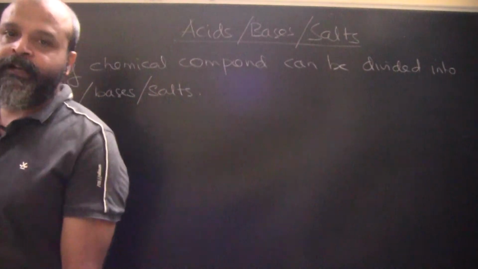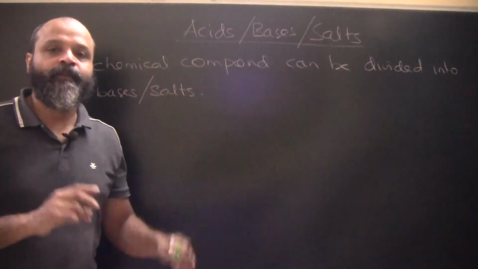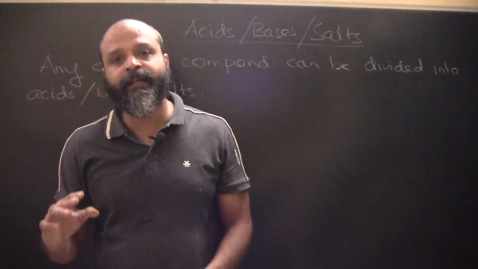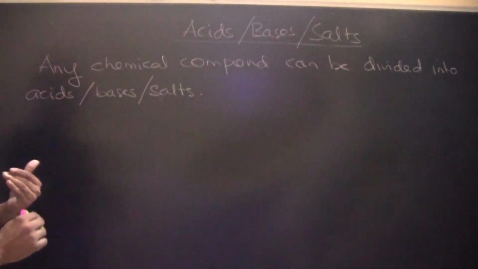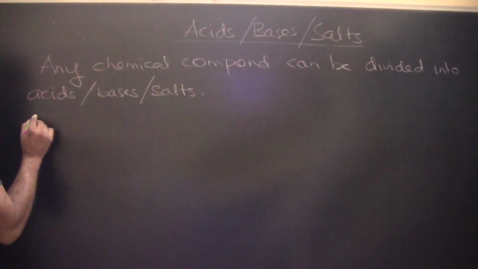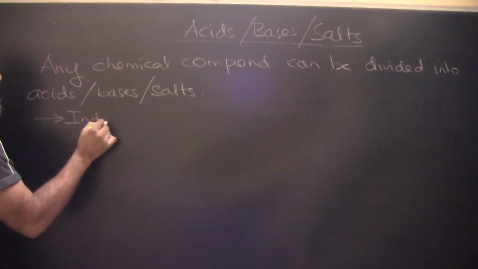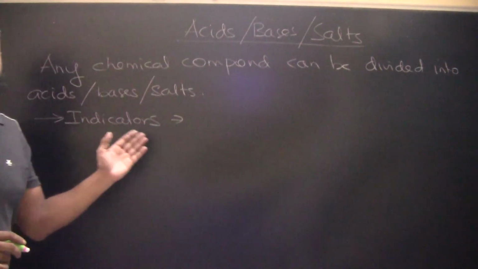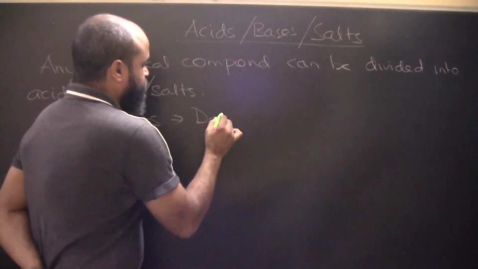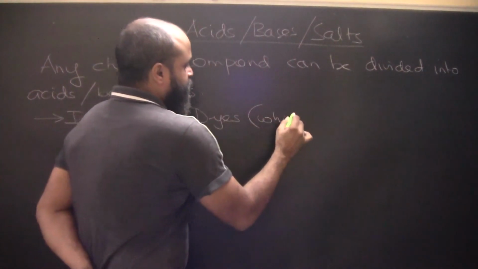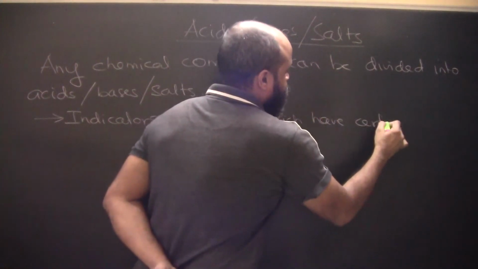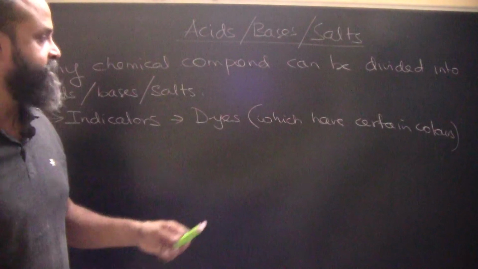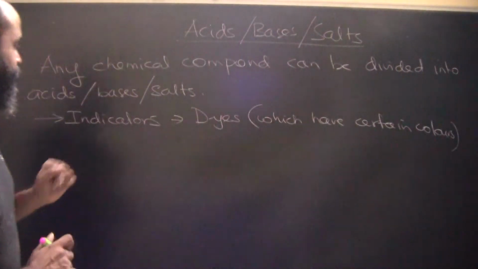Now, before we understand what acids, bases and salts are, we need to understand how we identify them. This is a very important aspect. For this purpose we take indicators. So what are indicators basically? Indicators are basically dyes which have certain colors, and they tend to change their colors.